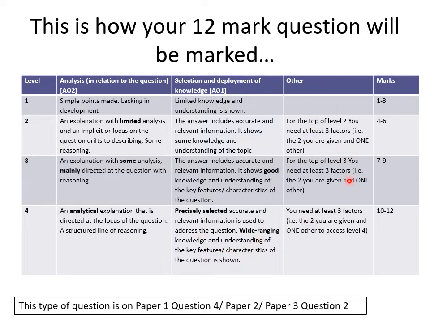But I want to draw your attention to the other elements here. So for the top of level 2, you need at least 3 factors. So the 2 you're given and 1 of your own. So you can't get more than 5 if you're in a level 2 without a third reason. You can't get more than 8 in a level 3 if you don't include a third reason. And you can't access level 4 at all unless there are at least 3 factors.